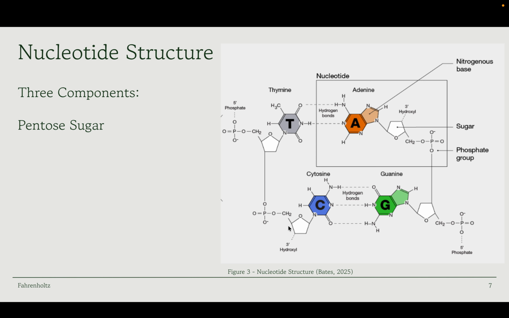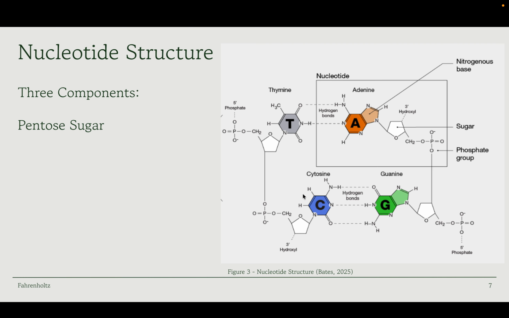And finally, we have 4 different nitrogenous bases: thymine, adenine, guanine, and cytosine. These all bond to each other in pairs through what's called Watson-Crick pairing. Notice adenine and thymine form 2 hydrogen bonds, and then cytosine and guanine form 3, most of the time at least.